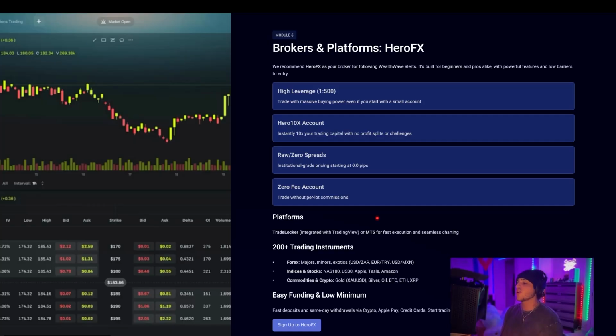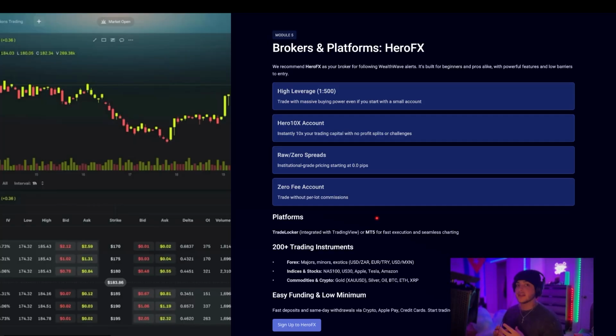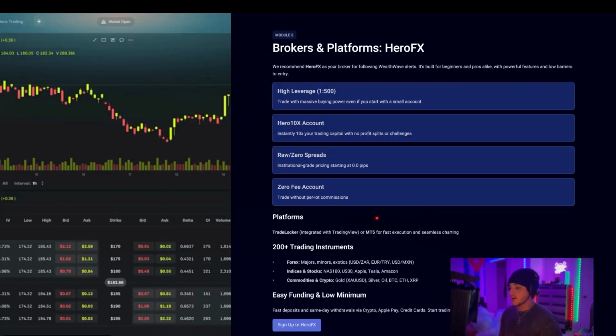Module 5, brokers and platforms. HeroFX. The reason we recommend HeroFX is because there are a lot of different brokers and platforms. Now, HeroFX allows you to work with TradeLocker, which is the platform that we use, which is very, very simple. It's not gonna be like that one picture of the airplane, bro. Like, it's very simple.